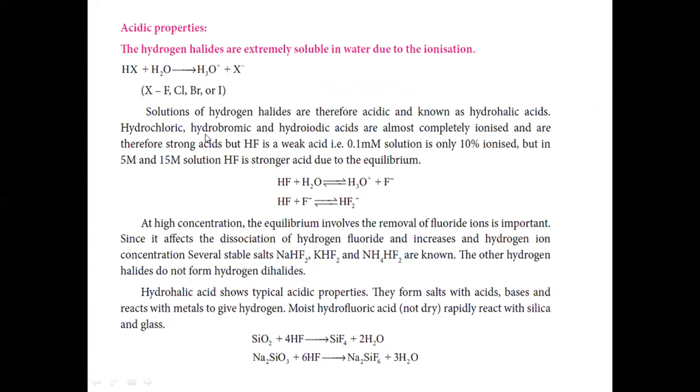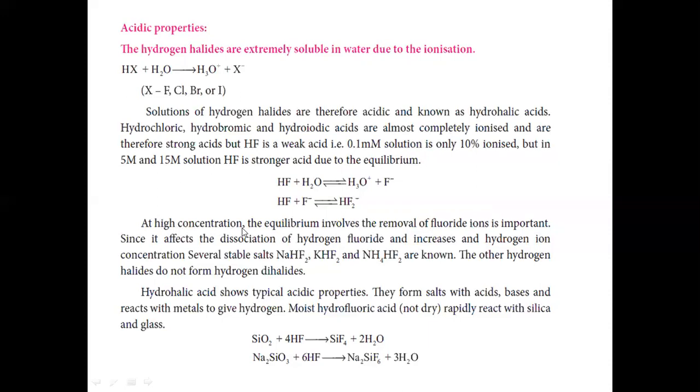Hydrochloric acid, hydrobromic acid, and hydroiodic acid are completely ionized in water and give H plus ions. Any compound that immediately releases the H plus ion, we call an acid. But in HF, the bond is so strong that it does not release the proton easily. So HF is a weak acid; a 0.1 molar solution is only 10% ionized.